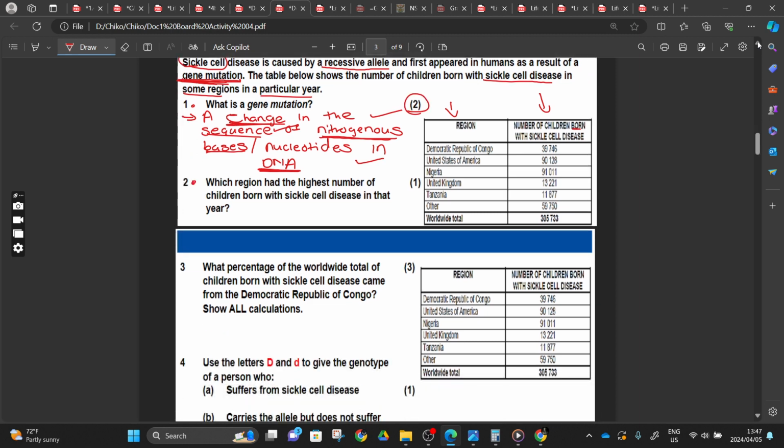And then number 2, which region had the highest number of children born with sickle cell diseases in the year, right? So we go to our table, we see that the total one is 503,733, and then we are going to look for the highest number. The highest number is Nigeria. So when you say Nigeria, then you get your 1.